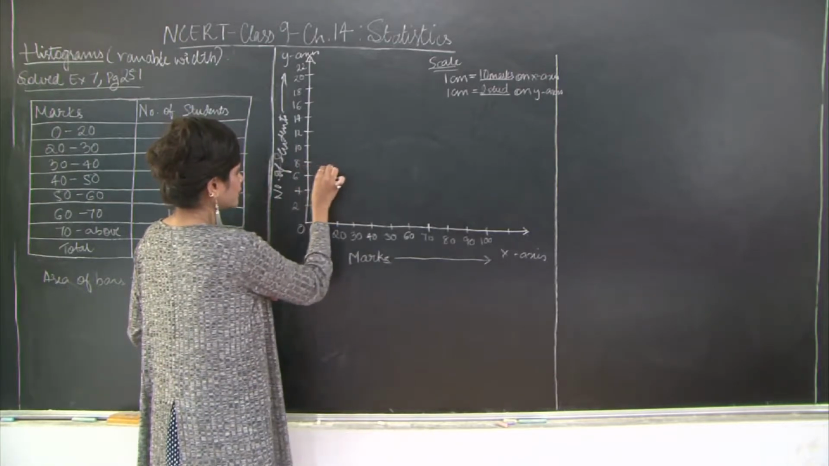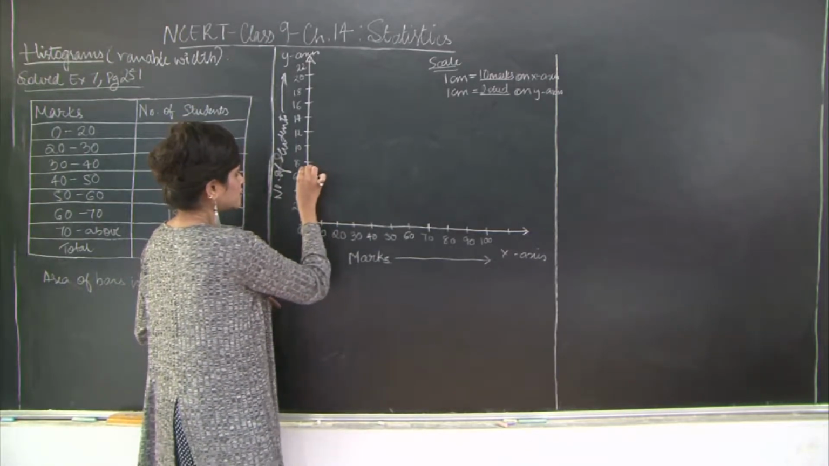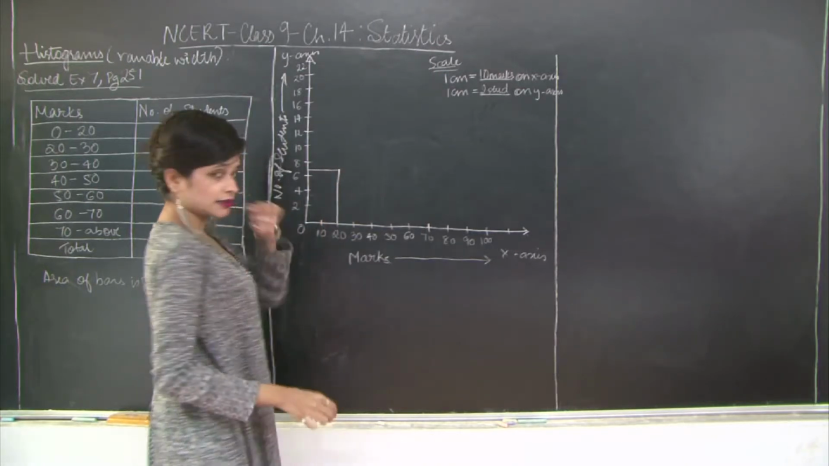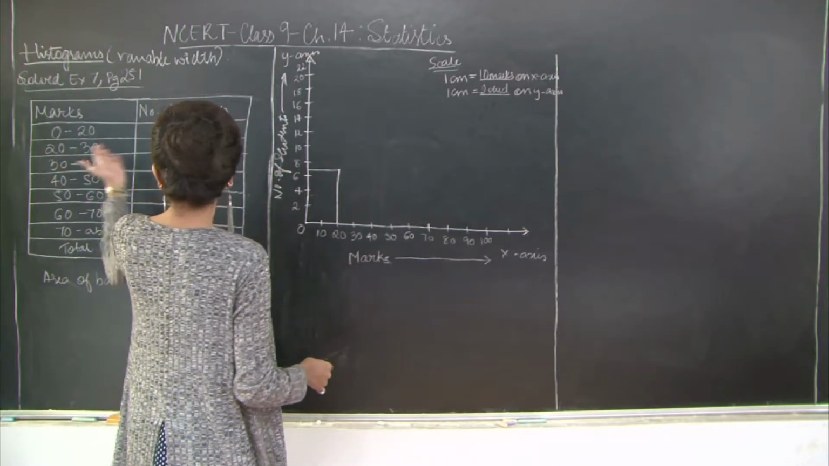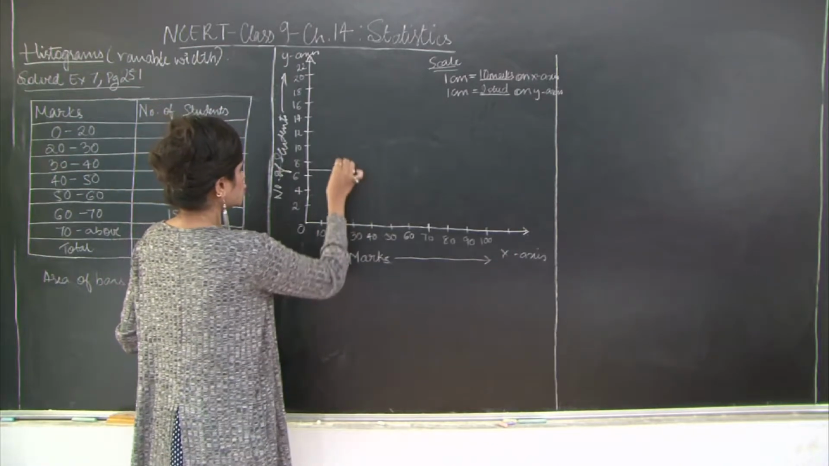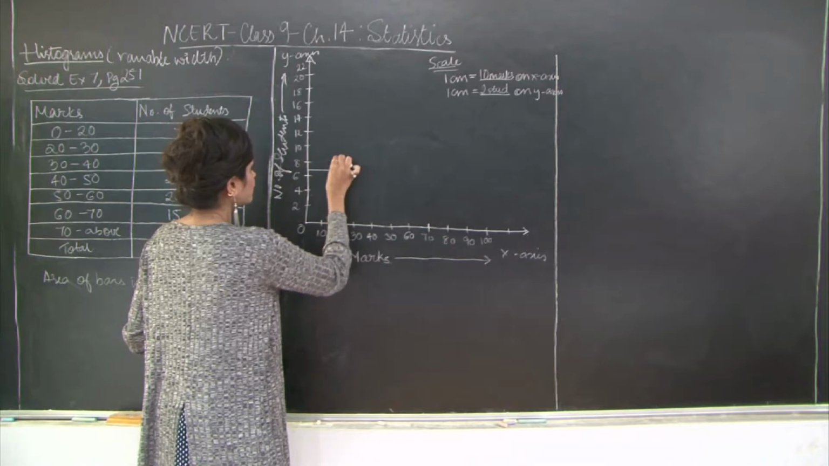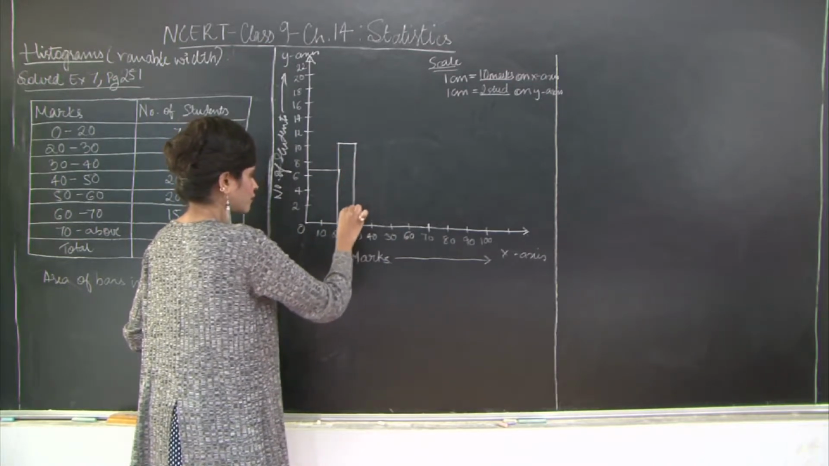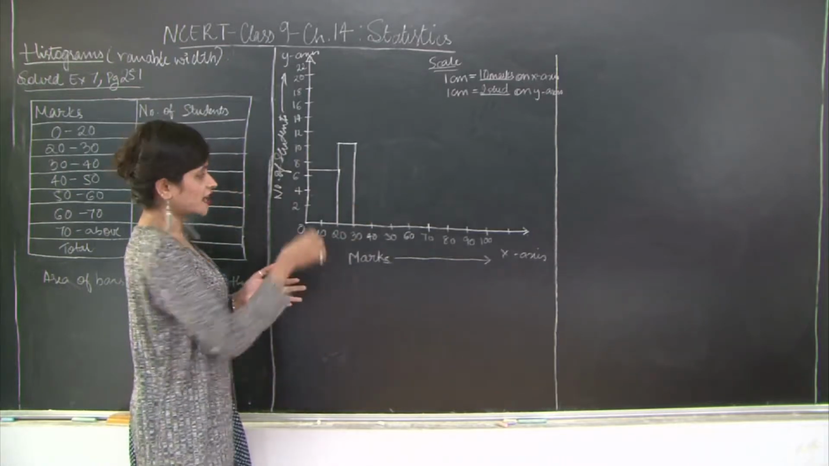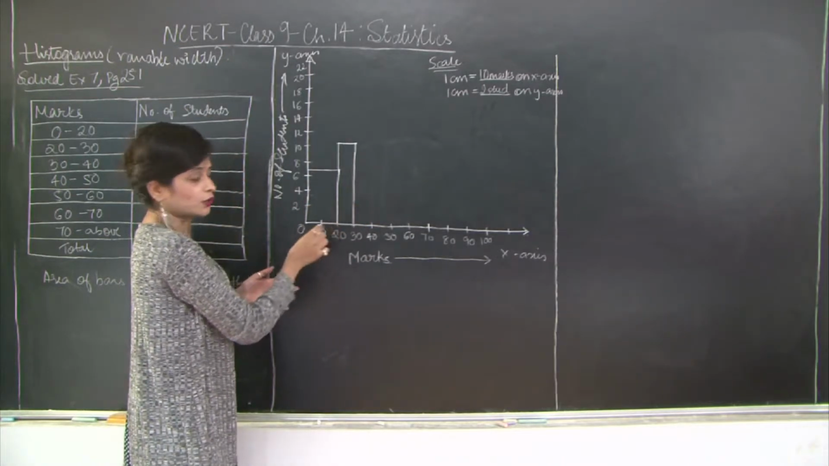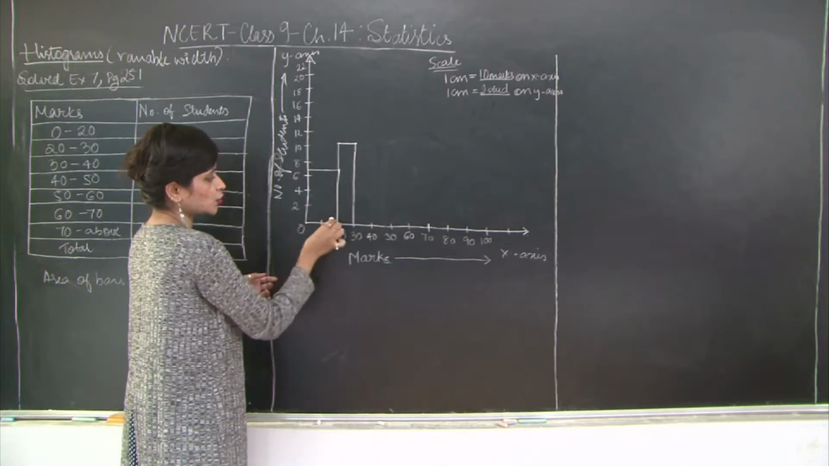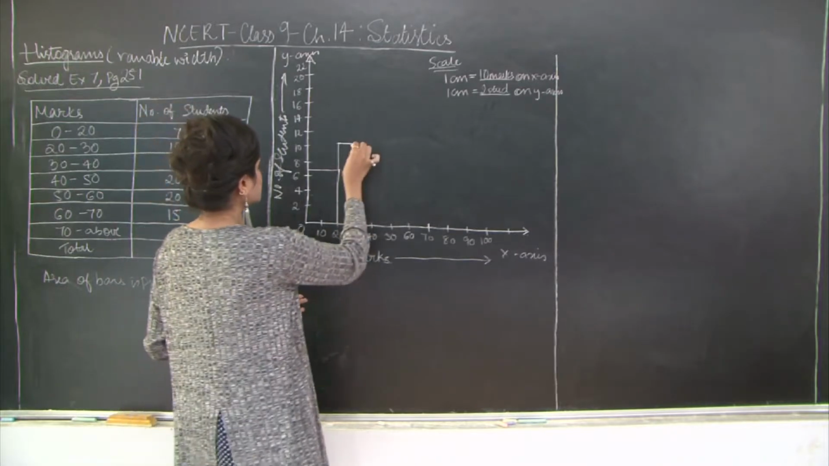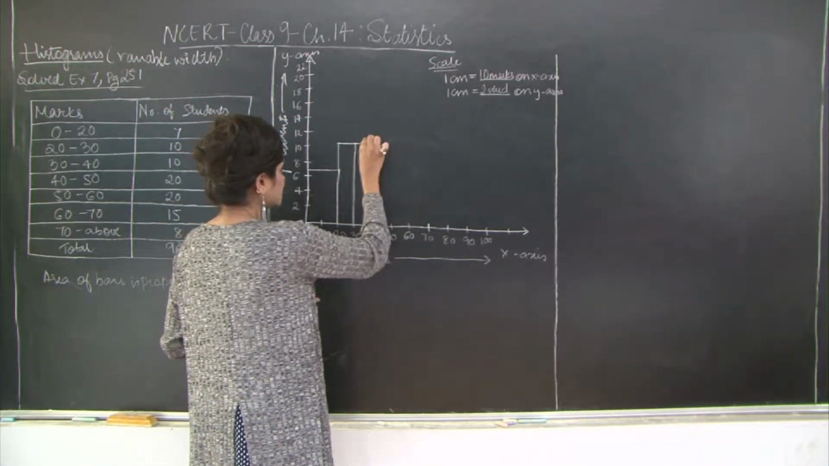So 7 will be somewhere over here, and this is from 0 to 20, right? And then you have 20 to 30, 10 students. If you notice, we already have started getting bars of variable width, right? See, this is 2 units here, this is 1 unit here. Then you have 30 to 40, 10 students. So again, a bar of the same length.